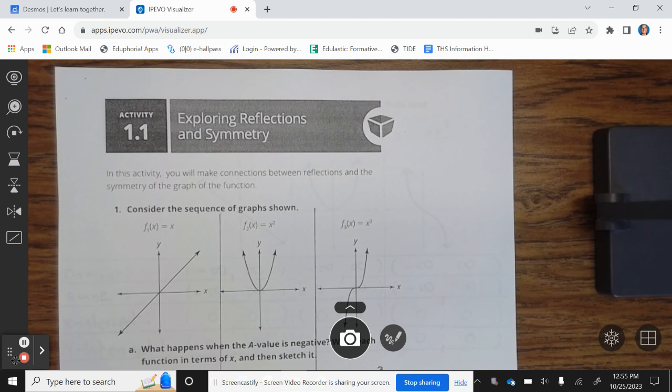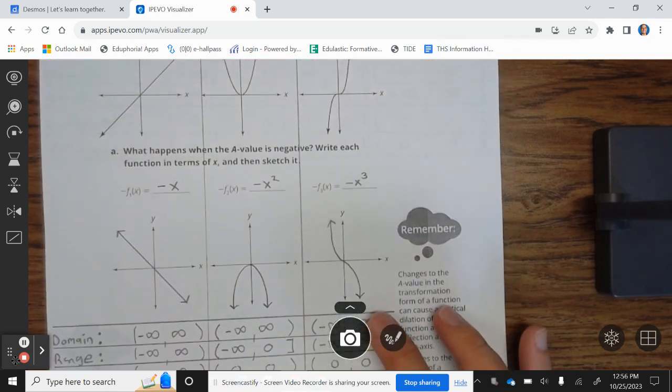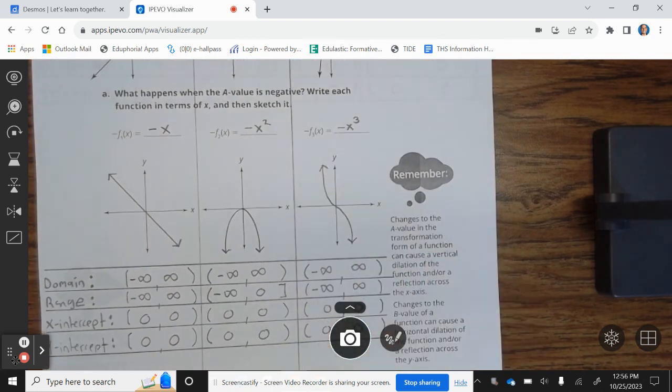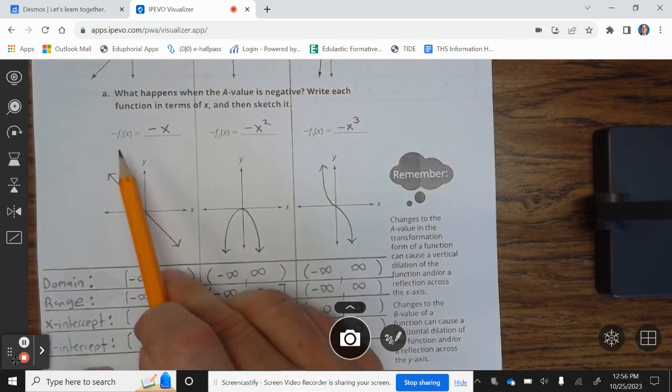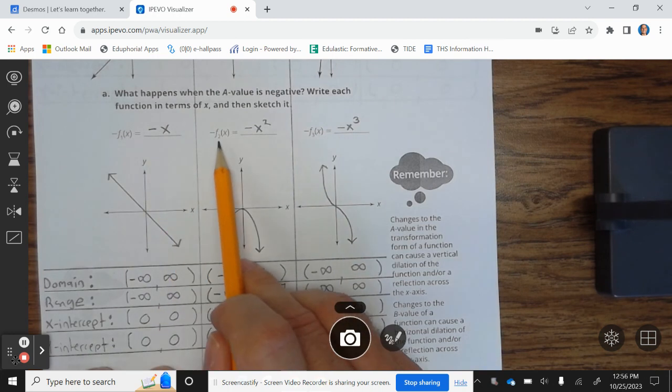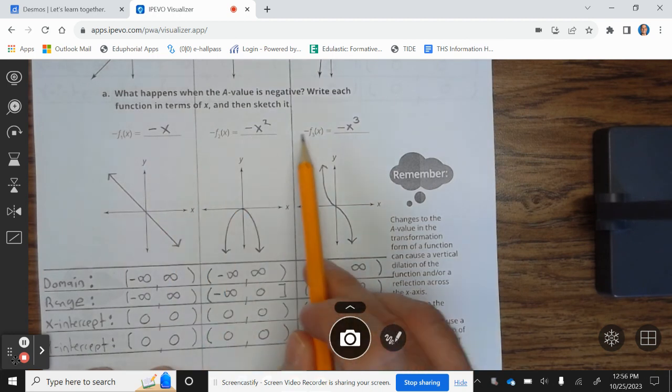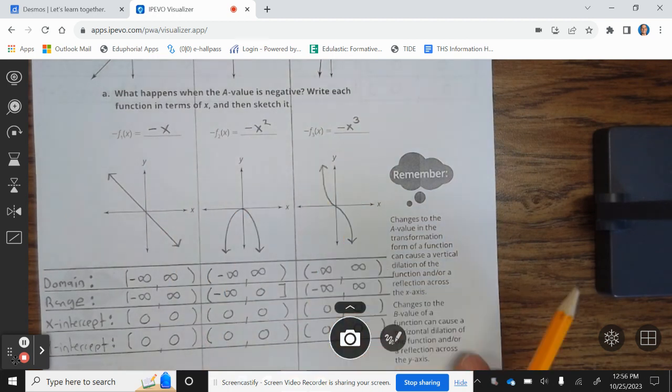Activity 1.1, exploring reflections in symmetry. In this activity, you will make connections between the reflections and the symmetry of the graph of the function. Consider the sequence of graphs shown. f1 of x equals x, f2 of x equals x squared, f3 of x equals x cubed. What happens when the a value is negative? Write each function in terms of x and then sketch it. So negative f1 of x equals negative x, negative f2 of x equals negative x squared, and negative f3 of x equals negative x cubed.